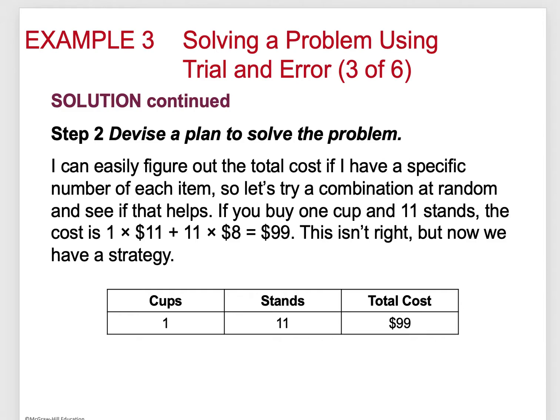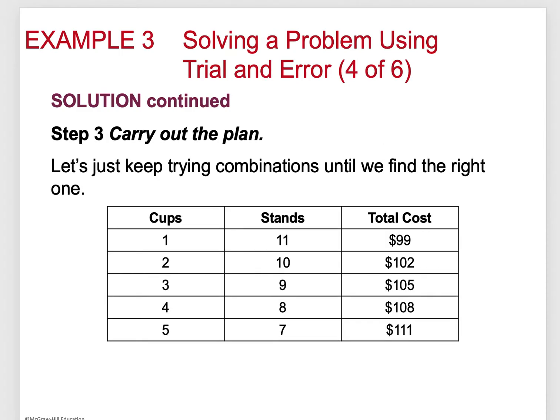So when I'm devising a plan, this can be a bit tricky because a diagram doesn't make sense, but some students may want to actually draw it out, and that's okay. But basically, we're going to use trial and error. So I can figure out the cost by taking the number of cups times 11 and the number of stands times 8. And I can basically just trial and error this to find it. So if I use 1 and 11, that gives me $99, which isn't correct. So I need to do another trial and error. So I would try, okay, let's try 2 and 10.